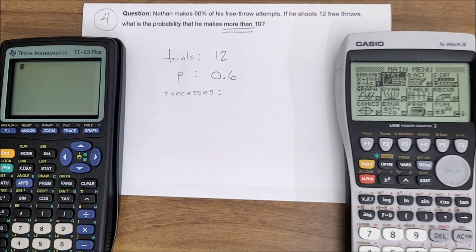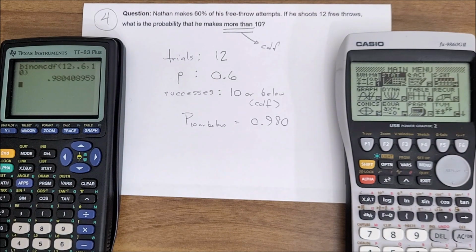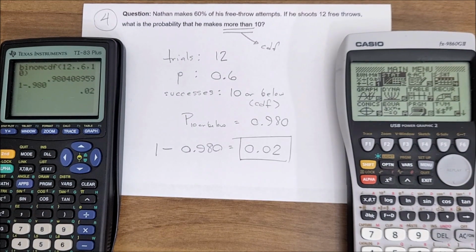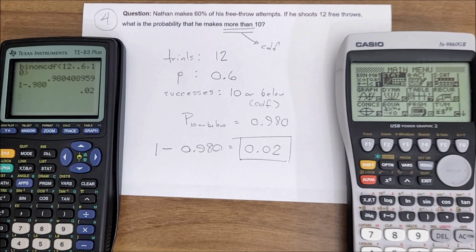Oh, yeah. All right, so let's find the probability that he makes 10 or below, because that's what CDF can give us. So this is a 2-step problem then. The probability that he makes 10 free throws or less is 0.98. So if I want to find out the probability that he makes more than 10, can I just subtract that probability from 1? Oh yeah, bang. So moral of the story here is CDF gives you the probability of that number of successes and below. If you want to find a probability of more than that number of successes, you've got to subtract it from 1. Good job, guys.